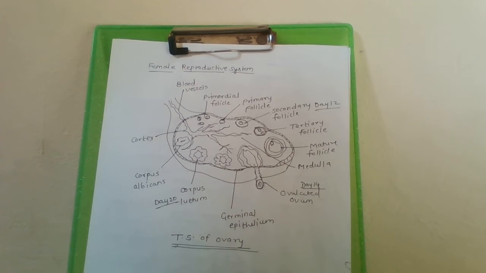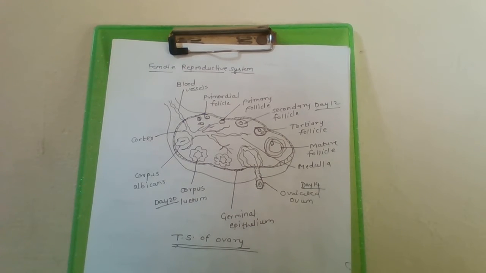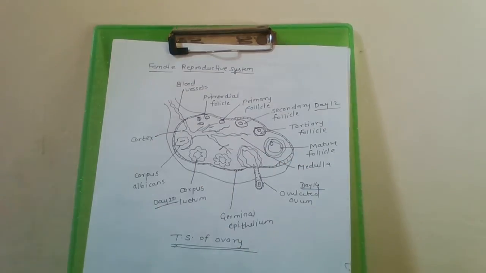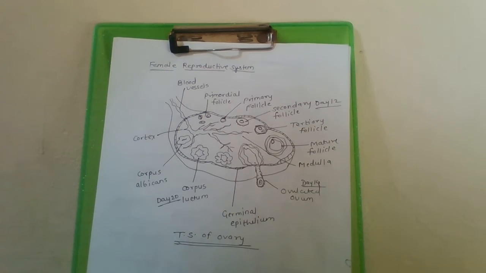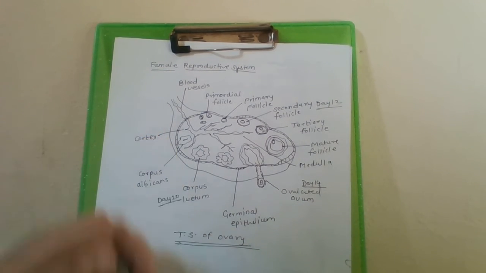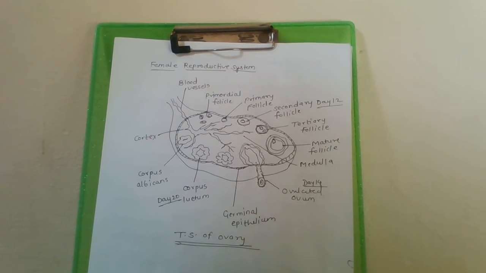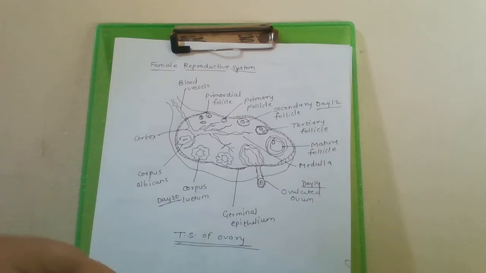Now we are going to discuss structure and development of the ovary. So each ovary is a compact structure differentiated into a central part called medulla. This is the central part called medulla. The other part called cortex. This other part is called cortex. The cortex is covered externally by a layer of germinal epithelium. This is the layer of germinal epithelium.